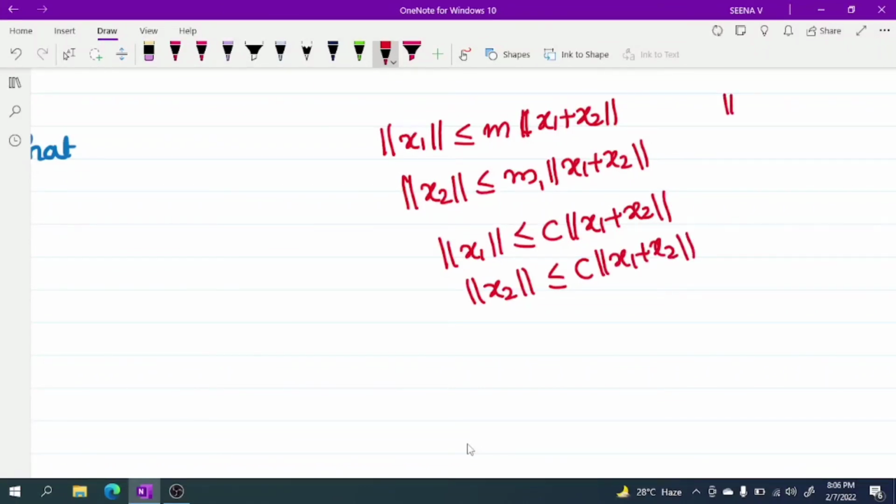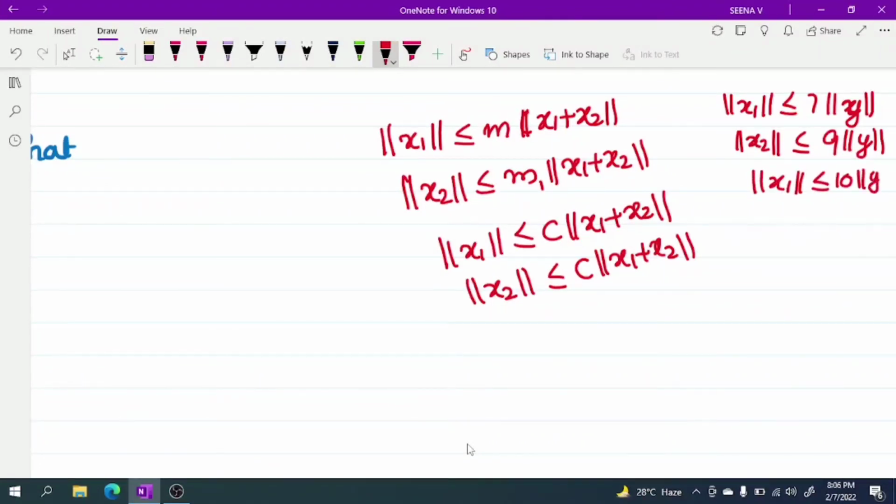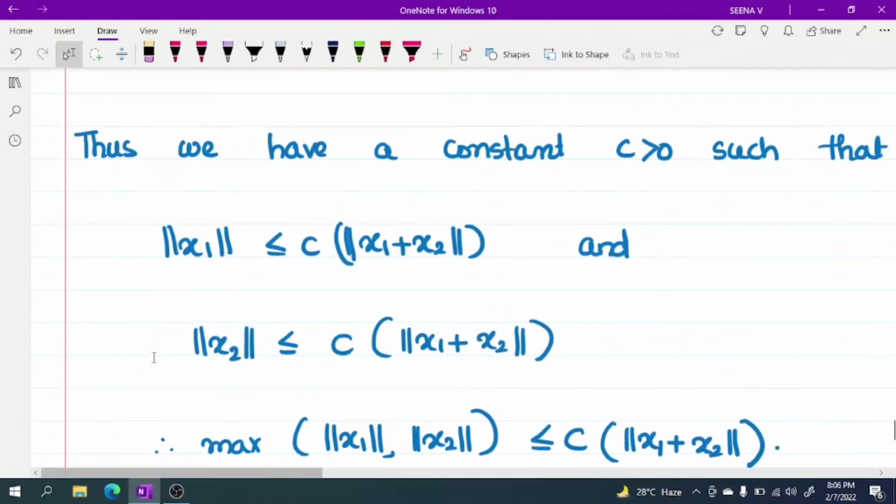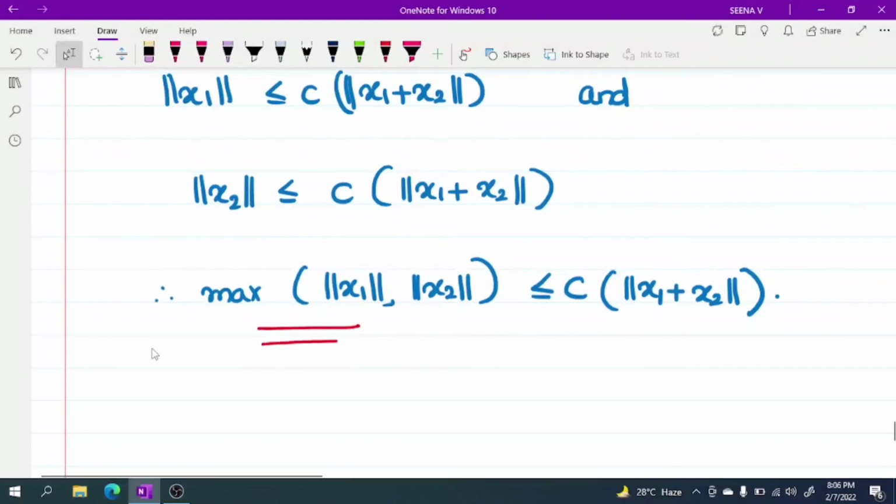So we have norm of x1 less than or equal to some constant into norm of y, and norm of x2 less than or equal to some constant into norm of y. Clearly, if you choose the larger constant C, norm of x1 is less than or equal to C into norm of y, and similarly norm of x2 is less than or equal to C into norm of y. That means maximum of norm x1, norm x2 is less than or equal to C into norm of y. Therefore, maximum of x1, x2 is also less than or equal to C into norm of x1 plus x2. That's what we have to prove.